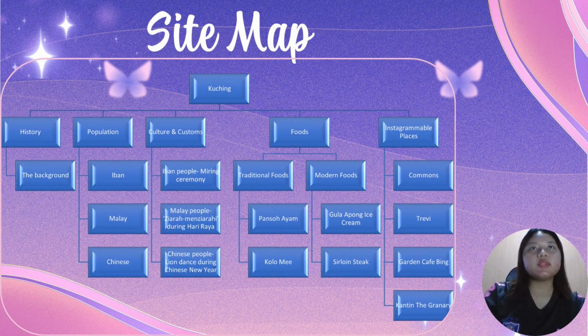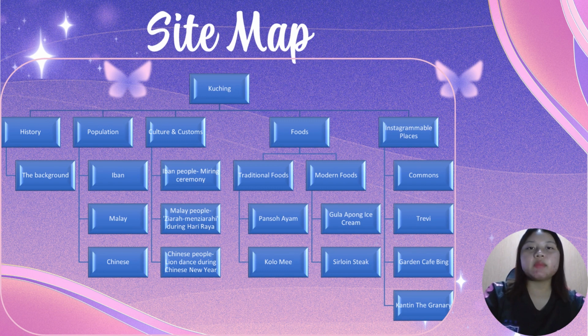So now we'll move on to the sitemap. We chose Kuching as our division with 5 topics under it, with a few subtopics under each of them. The first topic is the history and its subtopic is the background, which will describe the background of Kuching.